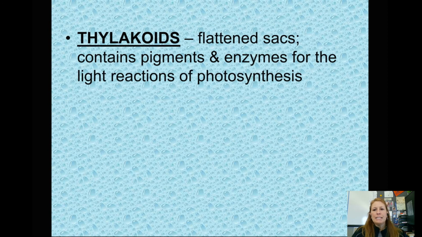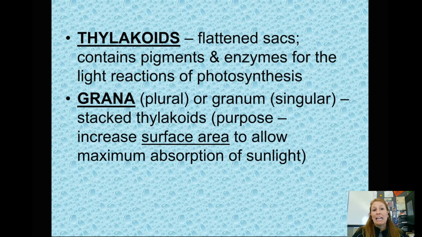So we're going to look inside the chloroplast. What is going on, and where's all this photosynthesis taking place? So we know it's in the leaf, and we know it's in palisade and spongy mesophyll. Now inside that, what's going on? So we're going to keep digging deeper. So we have something called a thylakoid, and grana or granum.